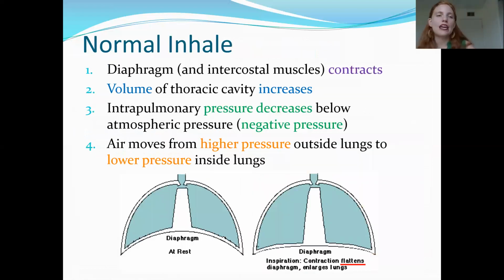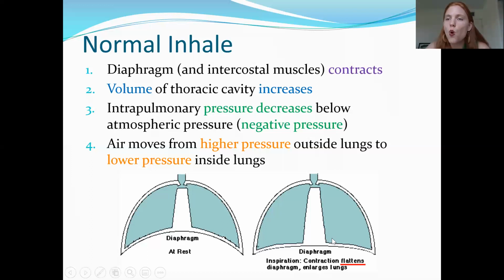Okay, so when you begin an inhale, the diaphragm, which was a dome shape like this, contracts. And as it contracts, it flattens out, and as it flattens out, it's going to pull the entire thoracic cavity down with it. And what that's going to do is increase the volume in the thoracic cavity. And when you increase the volume, what happens to pressure? Opposite. An increase in volume is going to create a decrease in pressure.